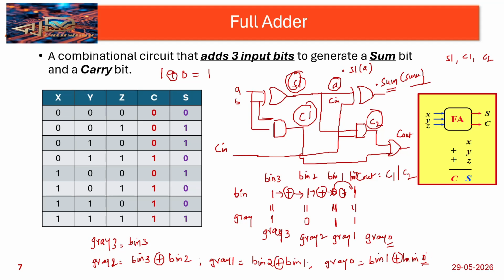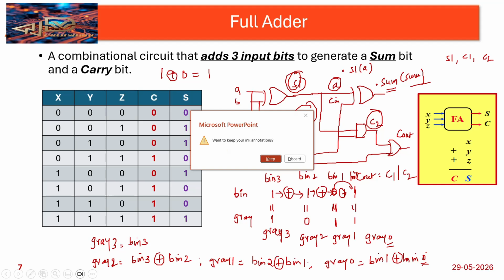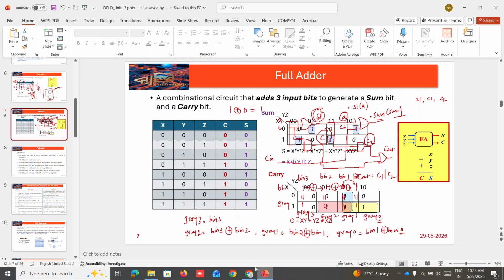So then the same thing we will implement on the design code side. Just remember these equations: G3 equal to B3, G2 equal to B3 XOR B2, G1 equal to B2 XOR B1, and G0 equal to B1 XOR B0. This will be implemented as design code.